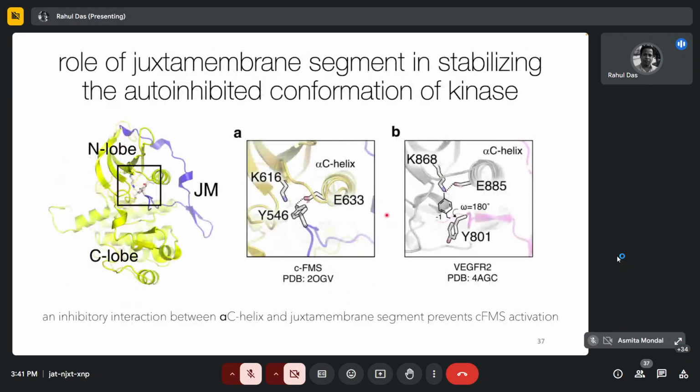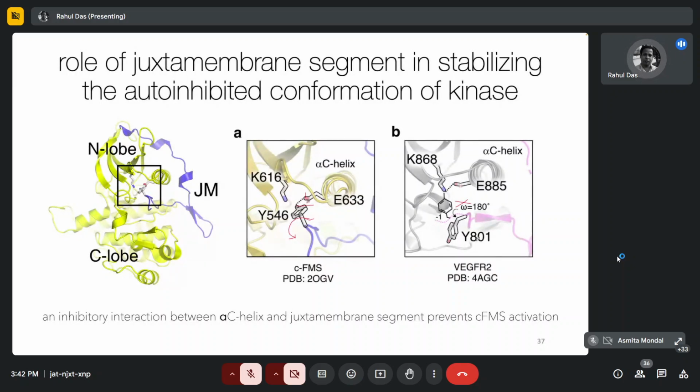So we went back and looked into the structure, and we figured out that there is another interaction present in many receptor tyrosine kinases of this family: a salt bridge, or this hydrogen bond, between this tyrosine residue and a glutamic acid residue at the activation site with this juxtamembrane segment. For VEGFR2, this interaction is absent. This residue here is now rotated some 180 degrees, and it comes out of this pocket. And since it comes out of this pocket, this interaction between tyrosine and the glutamic acid residue is disrupted.